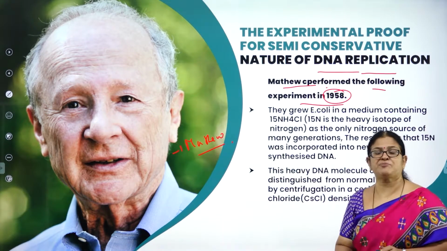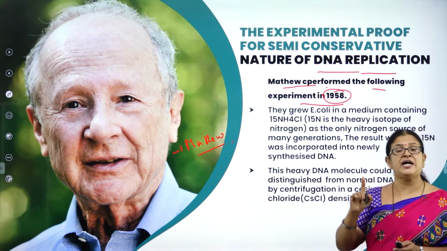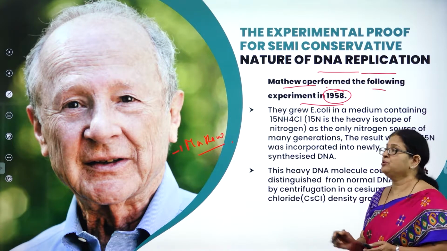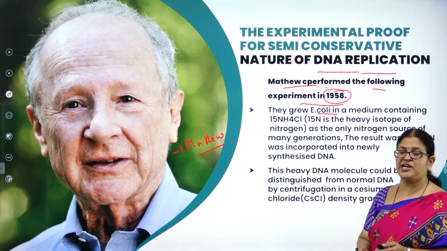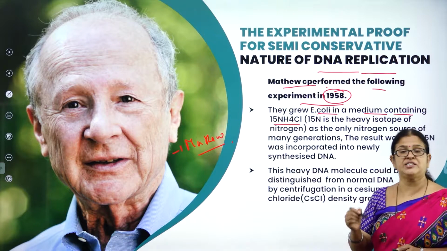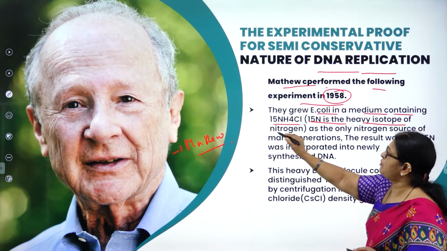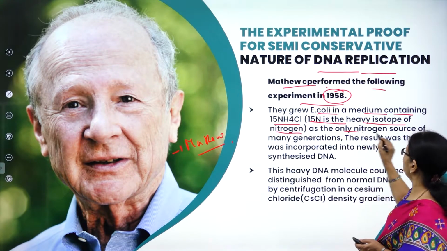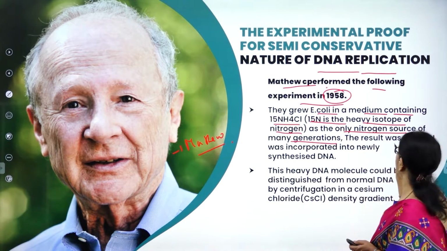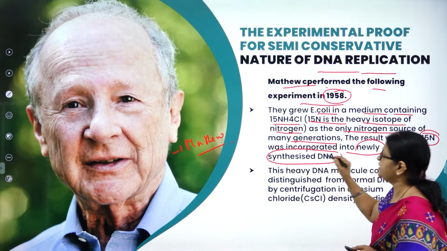So what is this experiment all about? This is an experiment to prove that DNA undergoes semi-conservative replication. So what did they do? They grew E. coli, Escherichia coli, in a medium containing 15NH4Cl, that is 15 ammonium chloride, where 15N is the heavy isotope of nitrogen, as the only nitrogen source for many generations. The result was that 15N was incorporated into newly synthesized DNA.